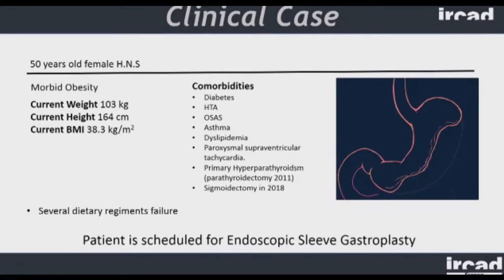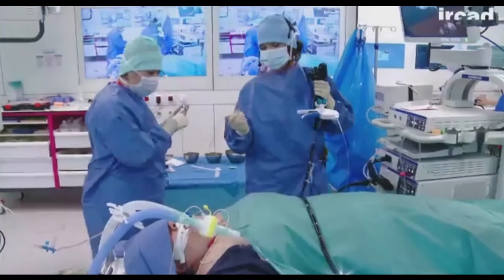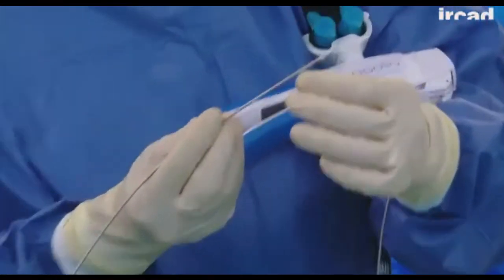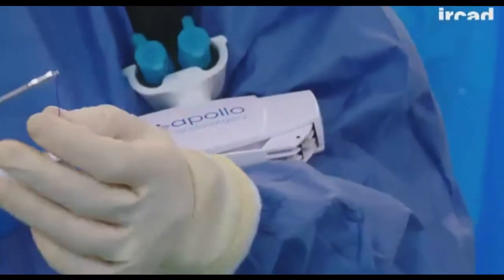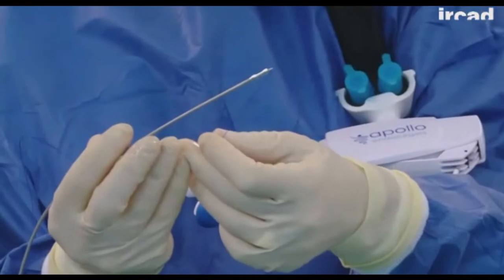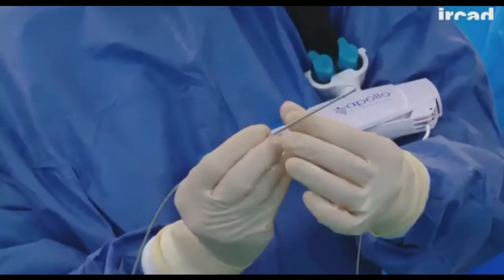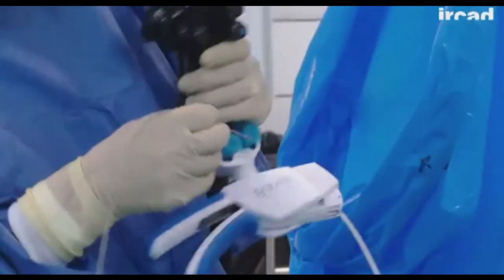Can you take it out? Yeah. There we go. So Rita very kindly loaded the first suture for me. We're going to use non-reabsorbable polypropylene sutures. And this is the needle holder that we're going to use, that I'm going to introduce into the larger channel, the one on the right side of the scope.